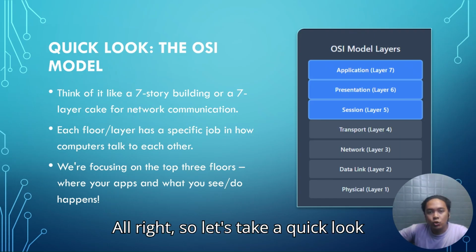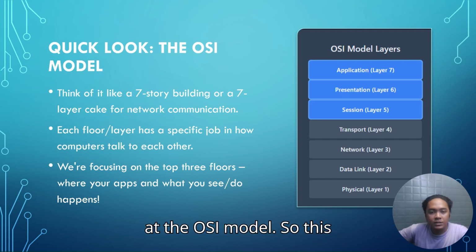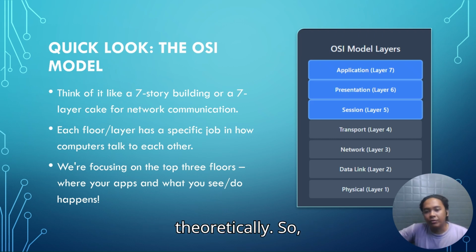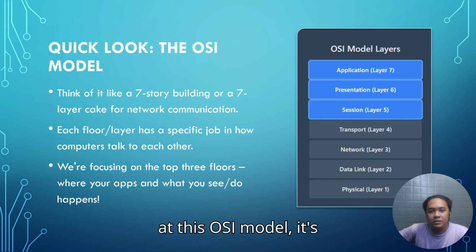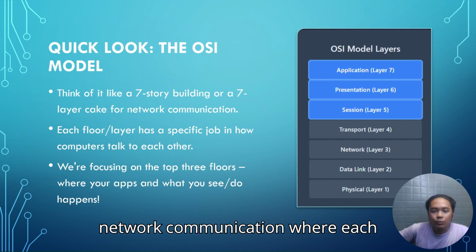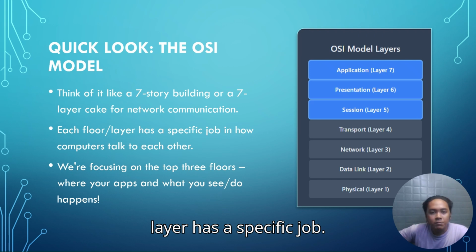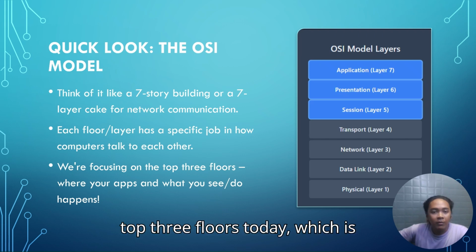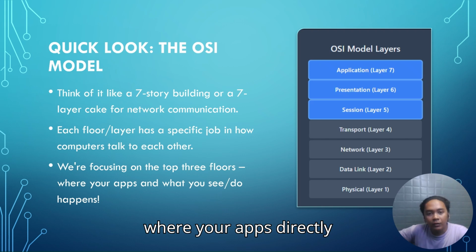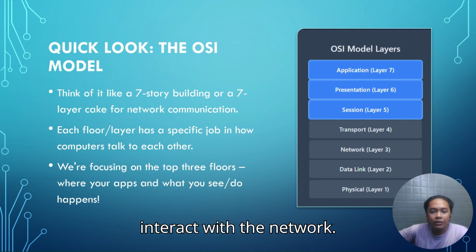All right. So let's take a quick look at the OSI model. This is how it, well, not actually looks like, but theoretical. The OSI model is like a 7-layer cake for network communication, where each layer has a specific job. We're focusing on the top 3 floors today, which is where your apps directly interact with the network.